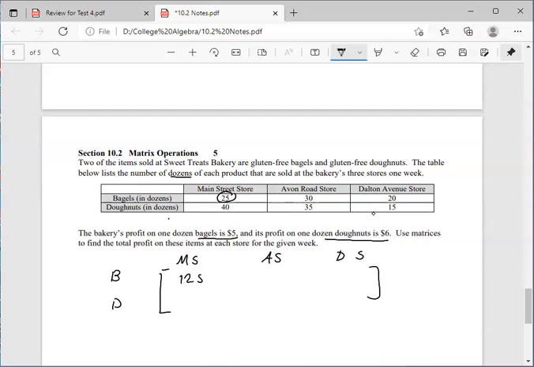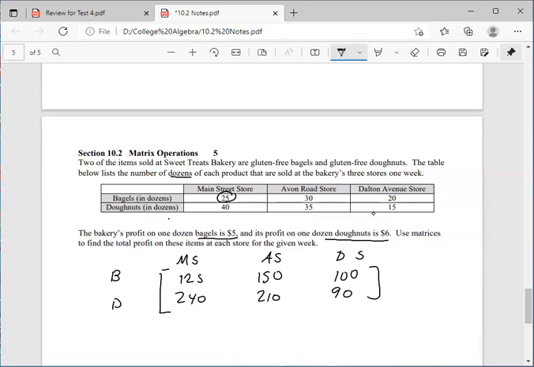Then we do 30 times 5 to get the profit for the bagels at the Avon store. That's going to be $150. At the Dalton Avenue store, 20 times 5 is going to give us 100. For the donuts, we get $6 profit. And so we've got 40 times 6. That's going to give us 240. 35 times 6, $210 profit, and 15 times 6, which is going to give us $90 profit.